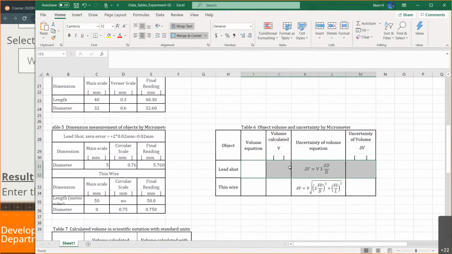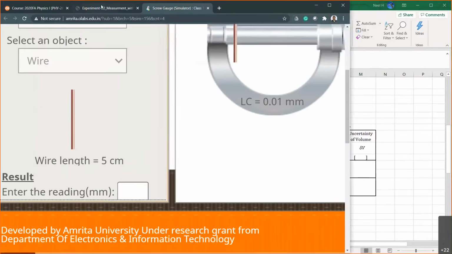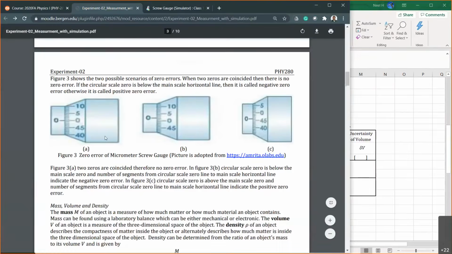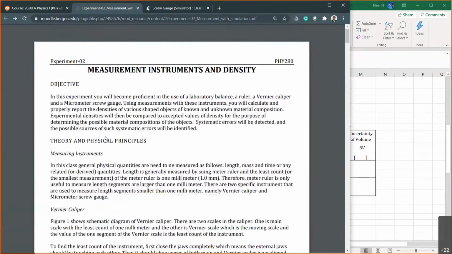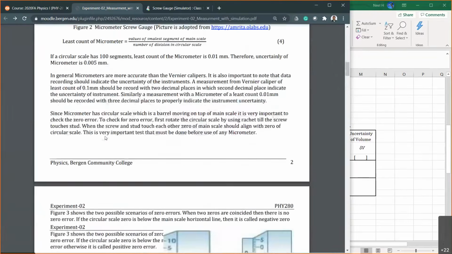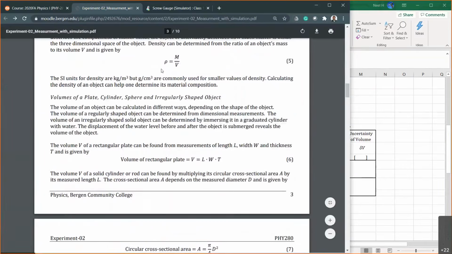That is a volume, right? So the equation for volume. If you don't know any of those things, don't worry about it. Just go into your lab manual, everything is there. You just scroll up and then go down slowly. All the equations should be given here.